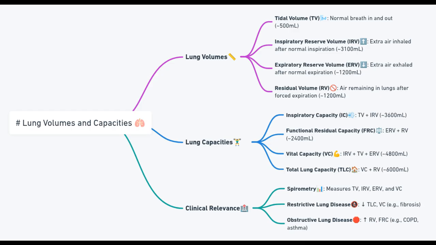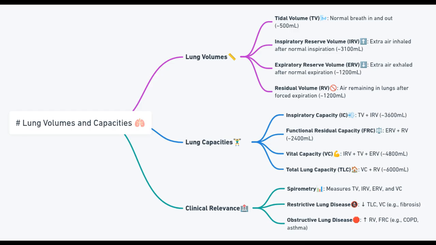So the four static lung volumes are tidal volume, inspiratory reserve volume, expiratory reserve volume, and the residual volume. And the lung capacities, a capacity refers to measurements which comprise more than one volume, so two or more. And there are four lung capacities, like I talked about: the total lung capacity, vital capacity, inspiratory capacity, and functional residual capacity.